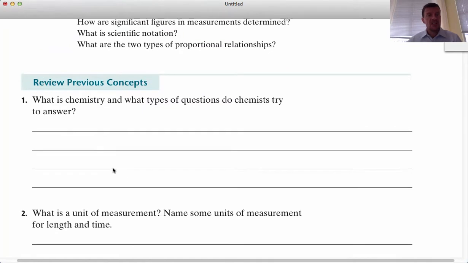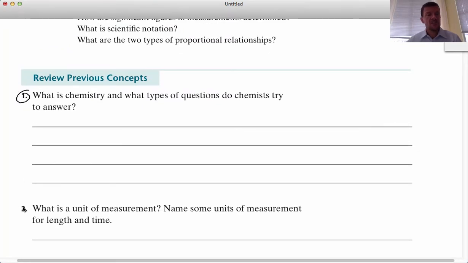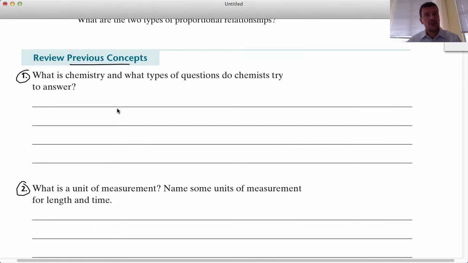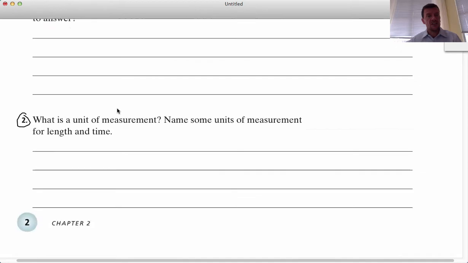If you haven't already, you want to make sure that you're answering these previous concept questions. You can pause the video right now and take care of that, and then I'll check them when you submit this assignment.